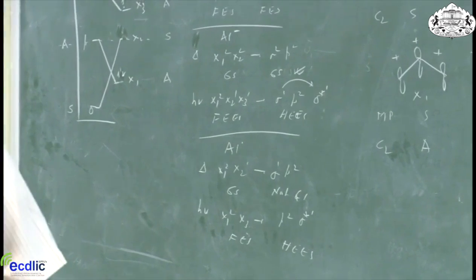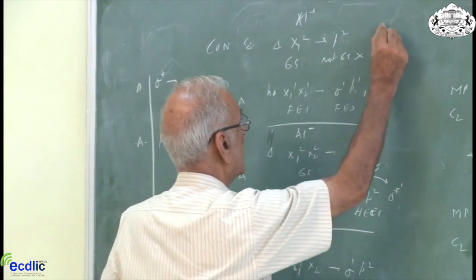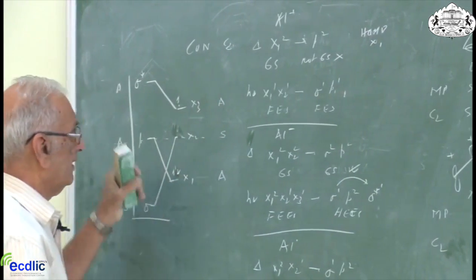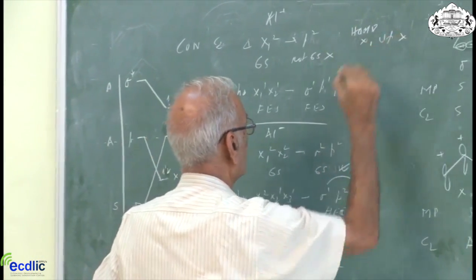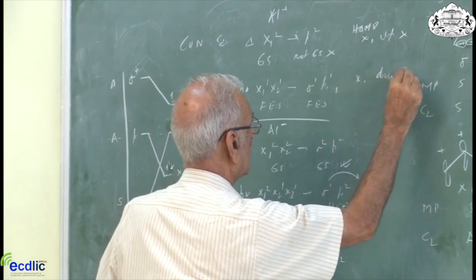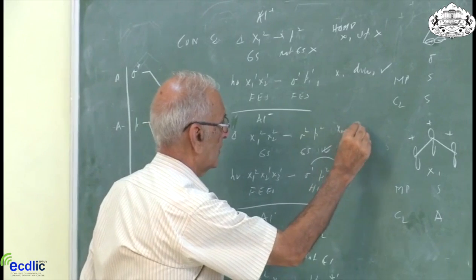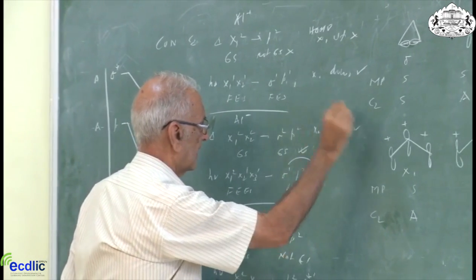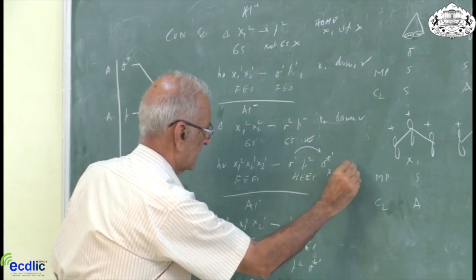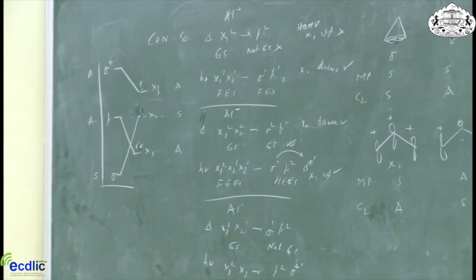Let us look at this. Here your HOMO is X1. What happens to X1? Goes up, therefore not allowed. Here HOMO is X2, it goes down, therefore it is allowed. Here again X2 is HOMO, it goes down, therefore allyl anion conrotatory is allowed. X3 is there, X3 goes up, therefore it is allowed. Okay.